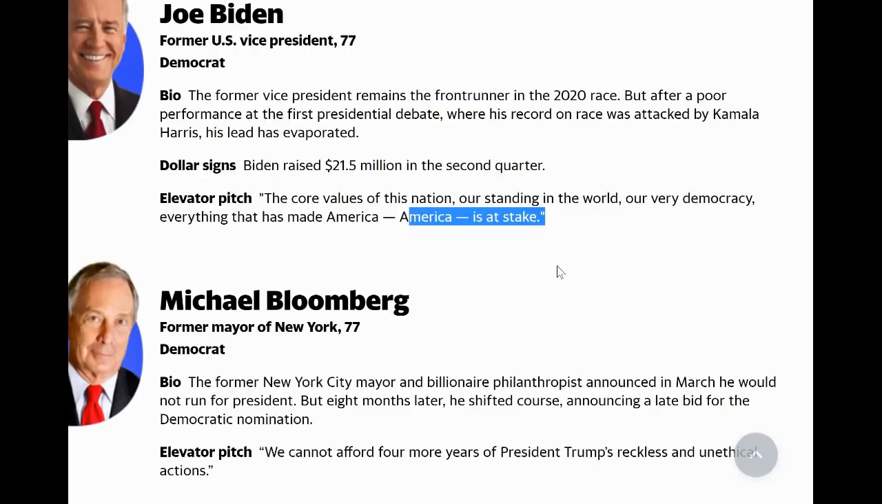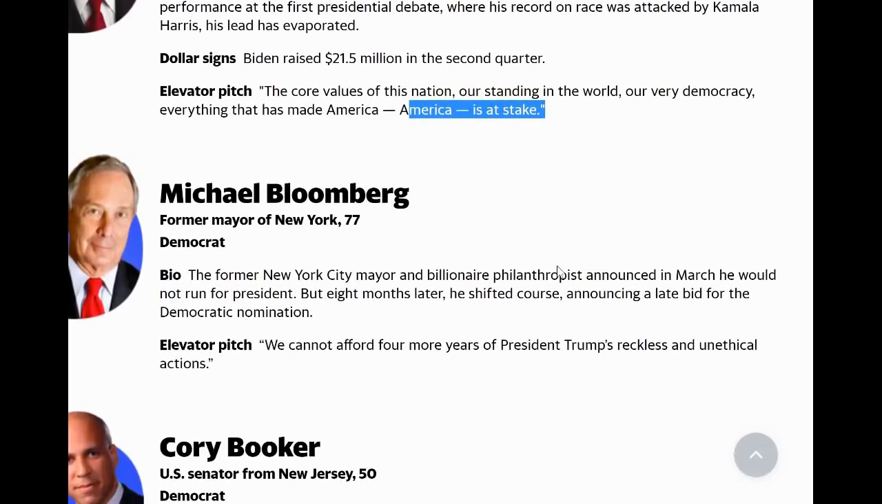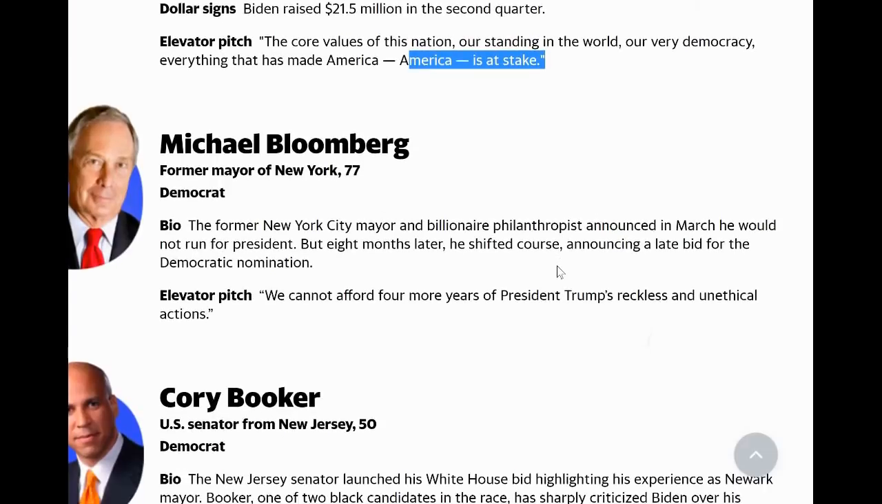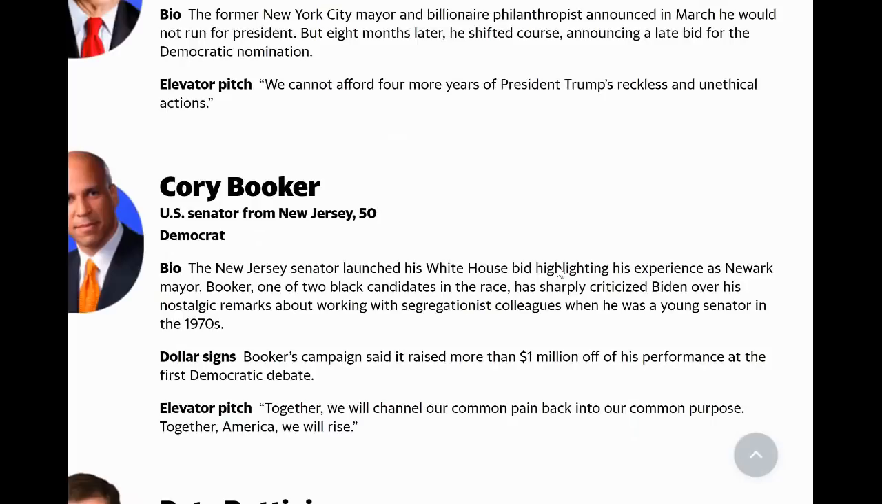Your pitch is not okay because you are blaming Trump. You are saying we have to do something to remove Trump, and that's a personal attack. And Michael Bloomberg: we can end 4 years of President Trump's reckless and unethical actions. That's a no. No attacking. No personal attack. Okay. Cory Booker: together we will channel our common pain back into our common purpose. Together, America, we will rise.